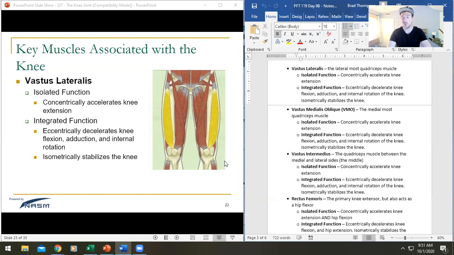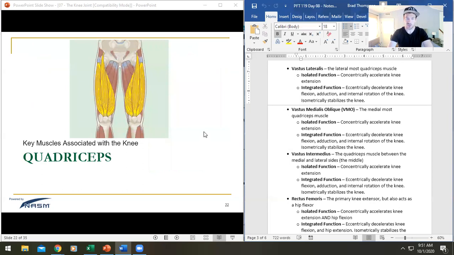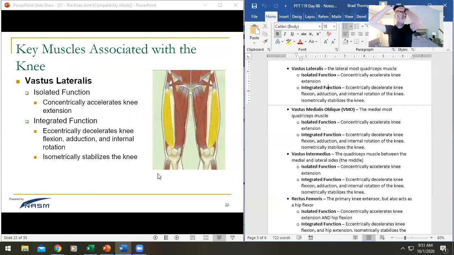And this is where we really can't just do one joint by itself. Sometimes these muscles are going to show up on 2 lists. So you can see all 3 of them here, right? Medialis, lateralis, rectus femoris. I guess you can't really see intermedius because it's underneath the rectus femoris.